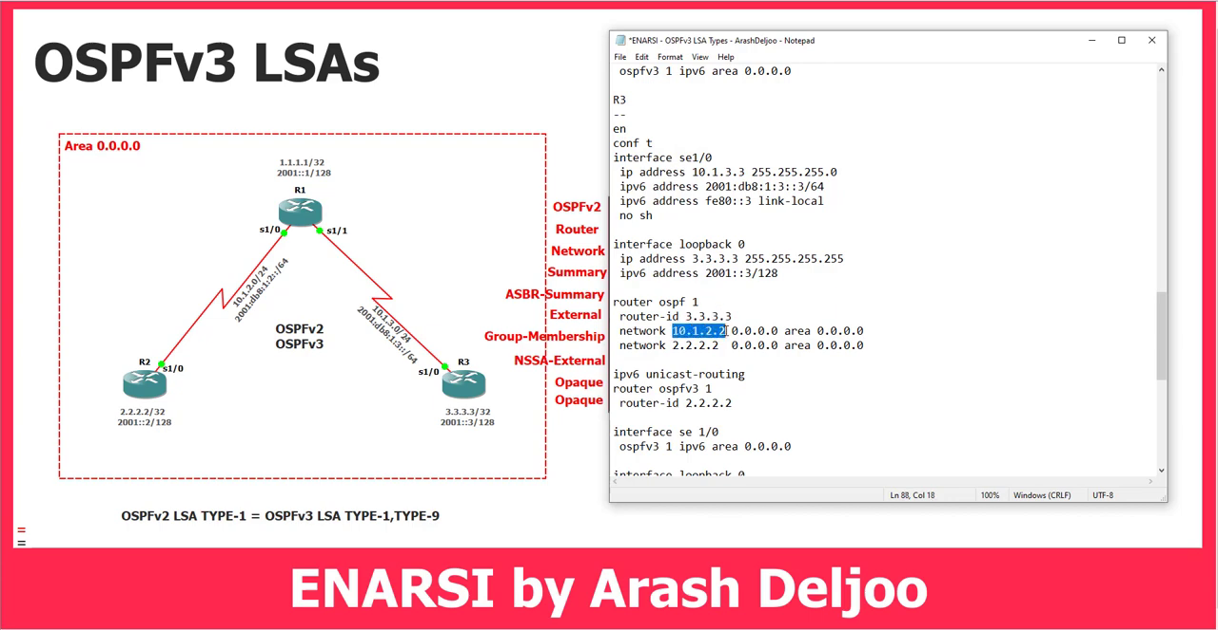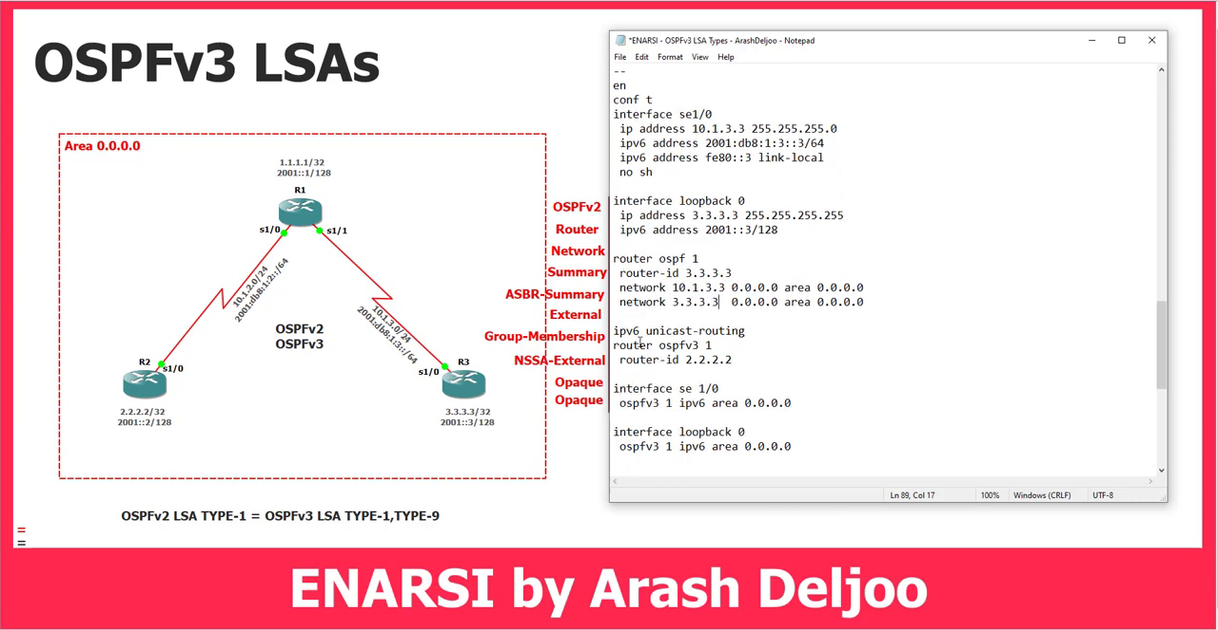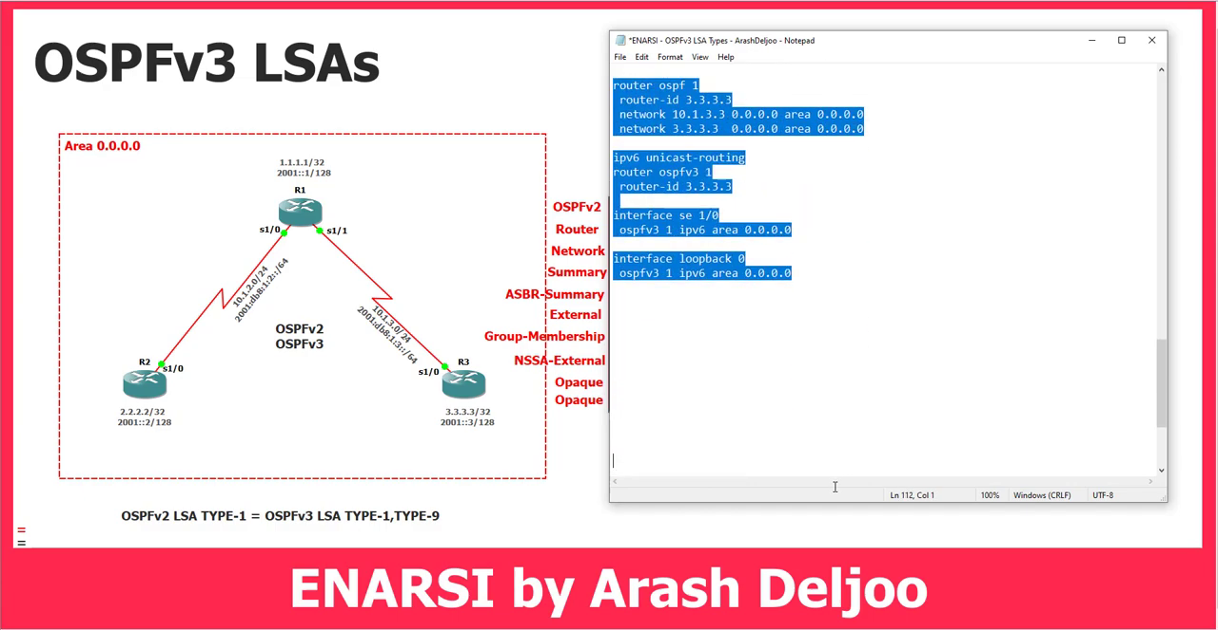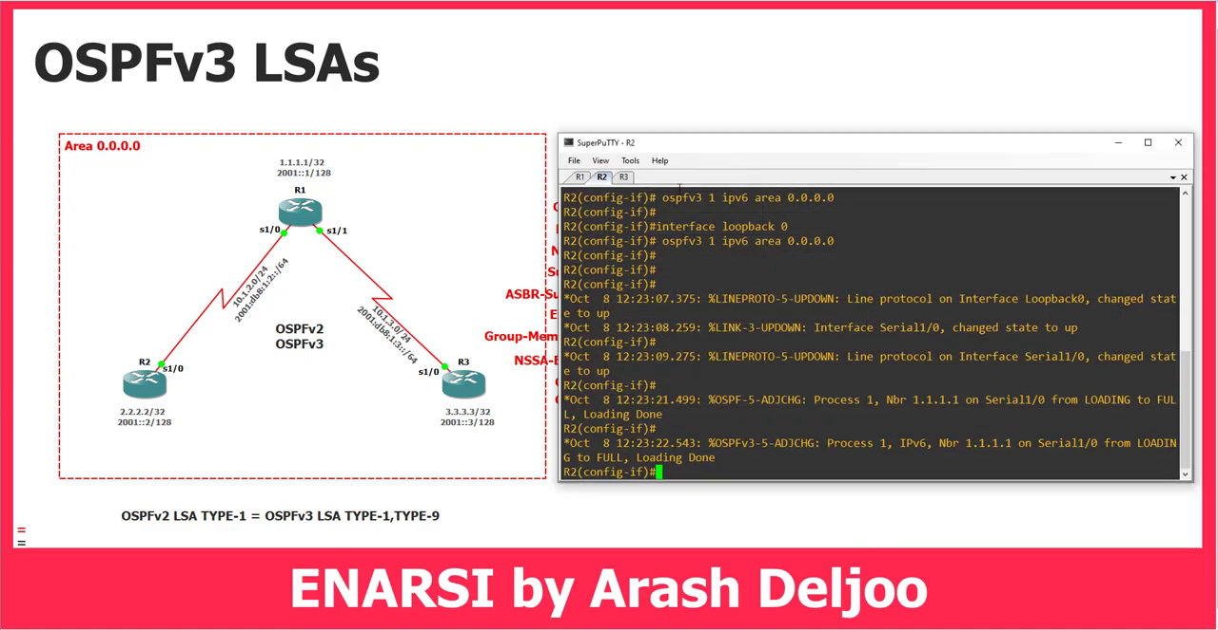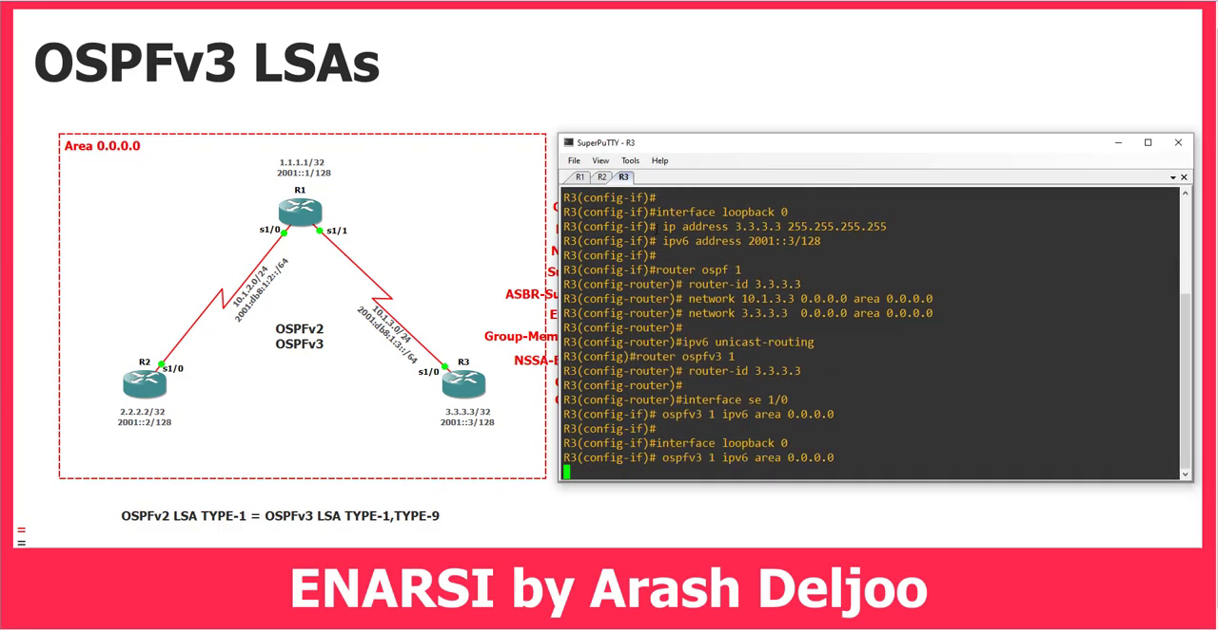And after that, for example on router OSPF 1, we should configure router ID quad 3, then network 10.133 quad 0 area 0, and after that network quad 3 quad 0. IPv6 unicast routing, router OSPF version 3.1, router ID is quad 3, okay. And after that, interface serial 10 OSPF version 3.1 IPv6 area quad 0, and interface loopback 0 OSPF version 3.1 IPv6 area 0. It is okay. Let me copy the configuration of router 3, and then we can paste it on the R3 CLI. Now our configuration is completed.